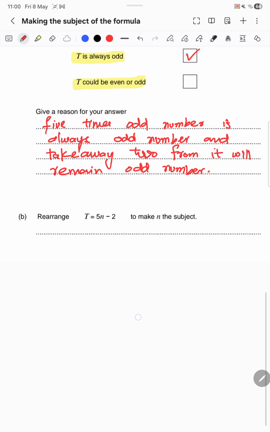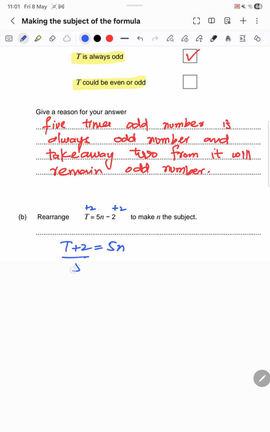So the last question is we need to rearrange this formula to make n the subject. So what we need to do, if you add 2 on both sides, you'll get t plus 2 equals 5n, then divide by 5 on both sides, so this 5 and 5 cancel out, you'll get n equals t plus 2 over 5, and you can see n is the subject now.